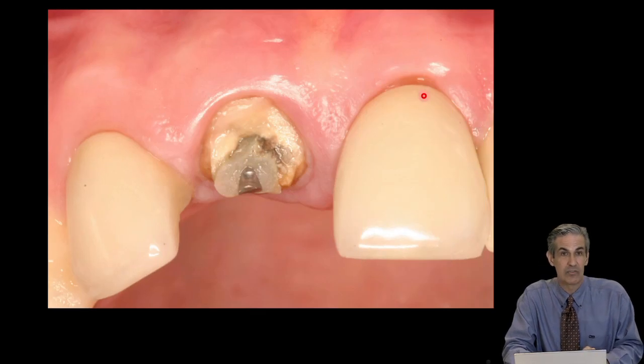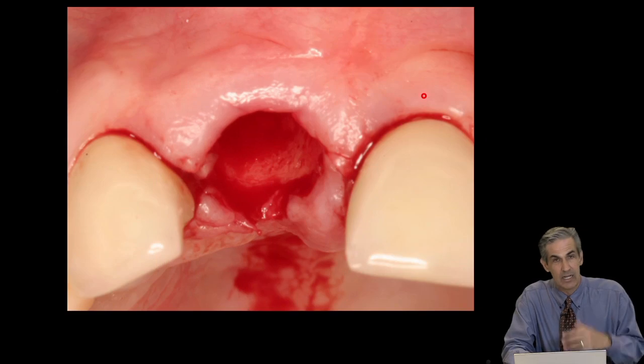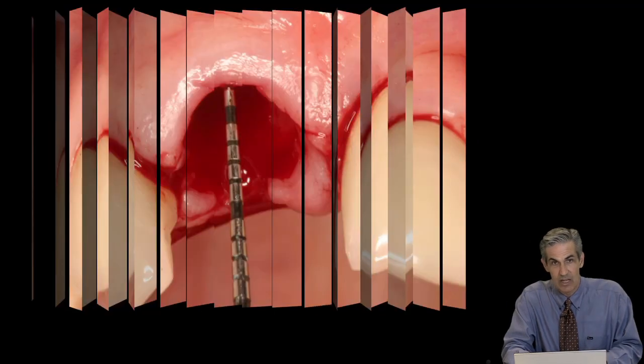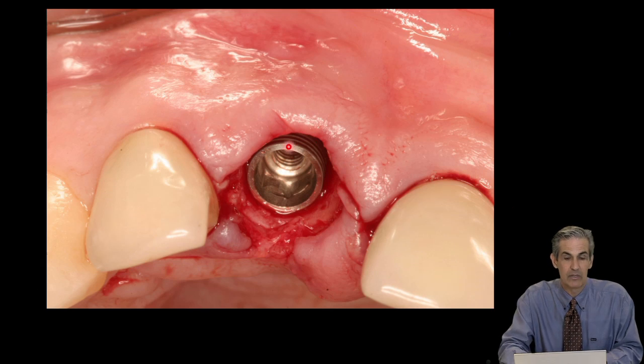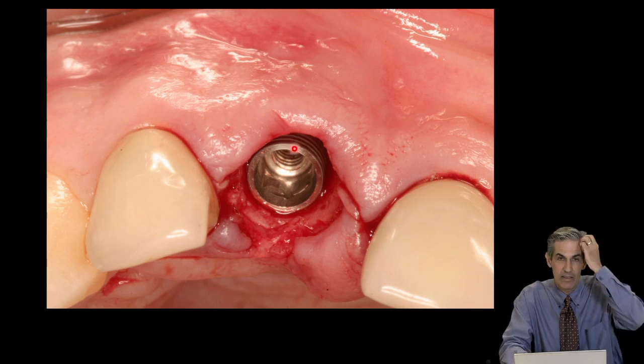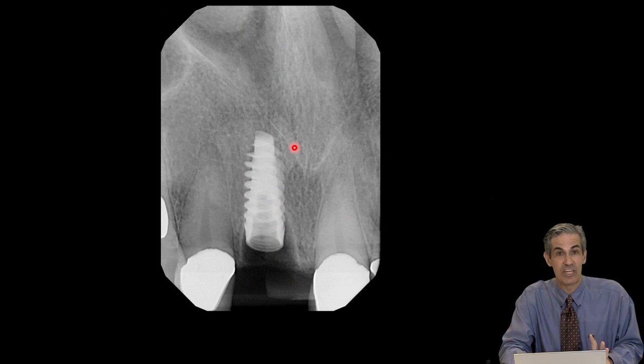So we're going to take out this broken root. We're going to place the implant with the good protocols that a good surgeon understands. We're not going to press the labial edge of the implant against the bone. We'll leave about a millimeter space. They'll graft bone into that site, place the implant about 3 millimeters apical to the desired emergence profile.